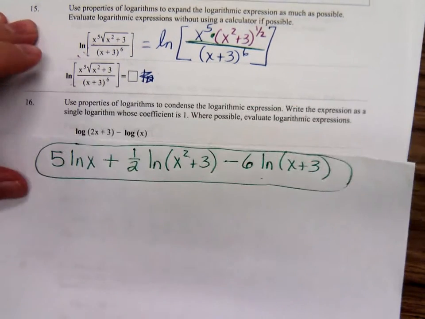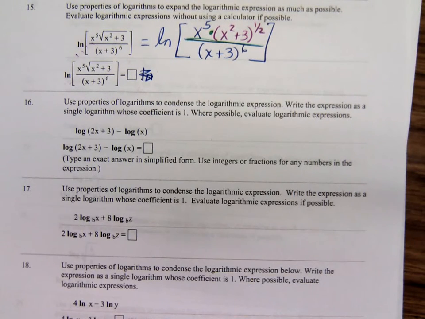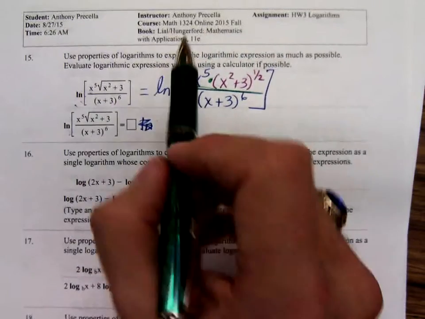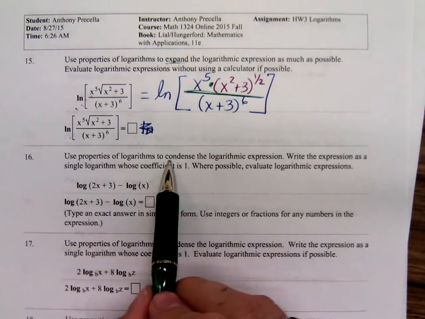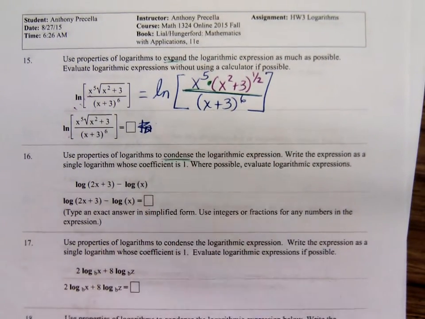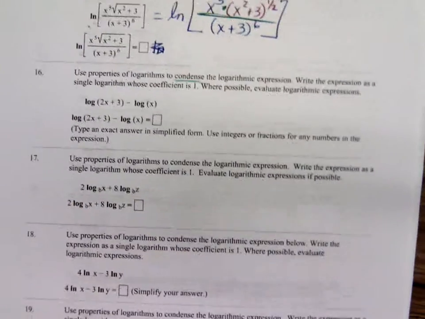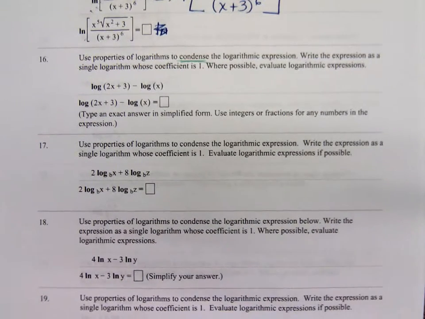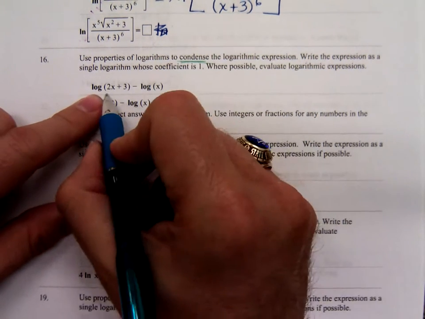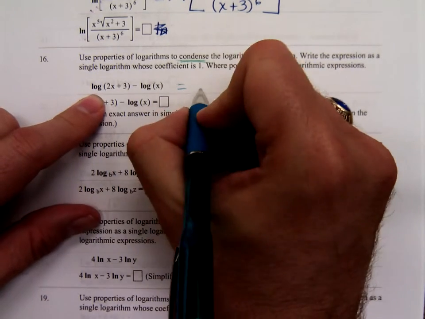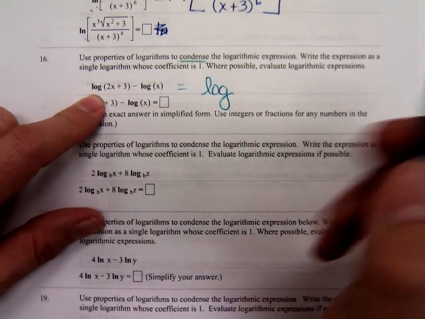So that was 15. Now number 16. Hey, we were expanding, now we're back to condensing. Condense this logarithm. So this is number 16. Well, let's see, how are we going to condense it? Notice there's not a base, so it'll be a little bit easier to type it. You just type log, we assume it's base 10.